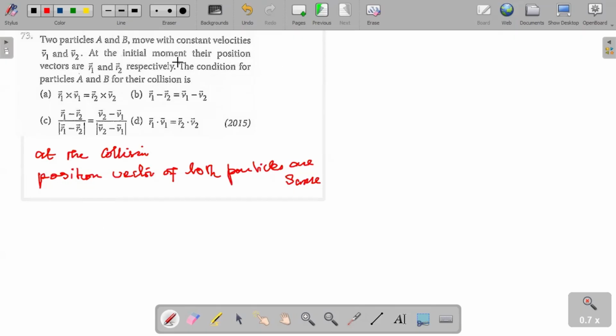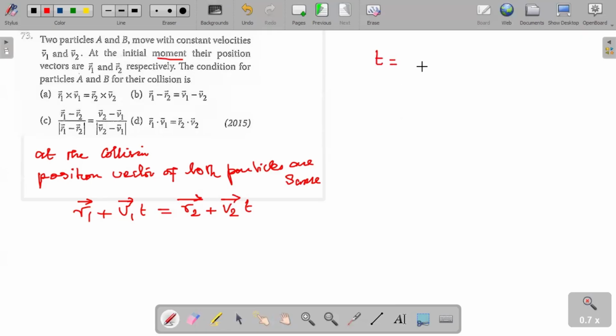Initially, at the moment, their positions are given. The first particle is at r1, which is your position vector, plus it travels with velocity v1 for time t seconds. That is the position of the first particle. The second particle was initially at position r2 and travels with velocity v2 for time t. So the position vectors of both particles are equal.